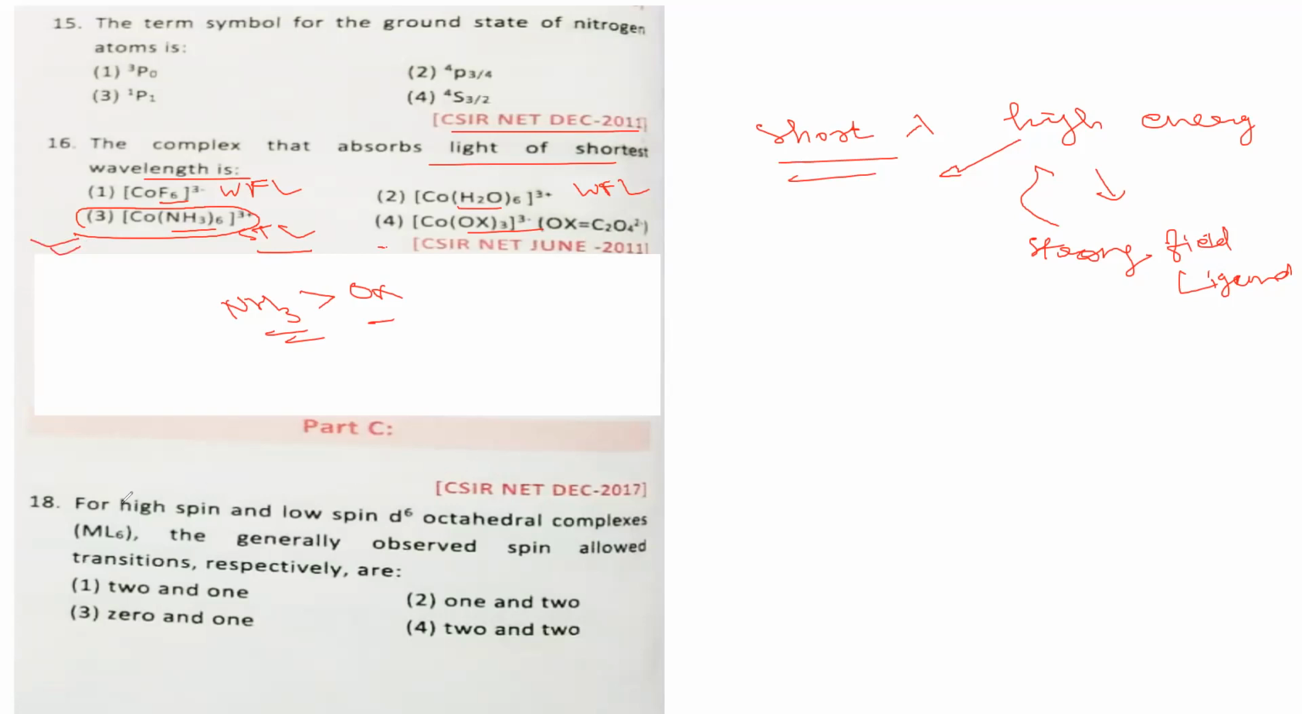Now come to the next question, that is for high spin and low spin d6 octahedral complexes, ML6, the generally observed spin allowed transitions respectively. Now we have to find out the spin allowed transitions. So the configuration is d6, and we have to find out for low spin as well as high spin.